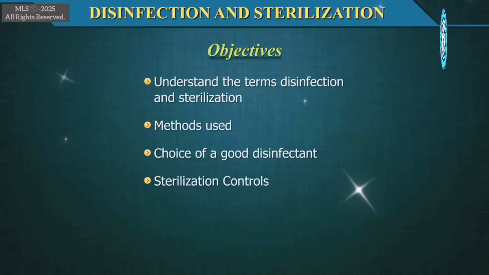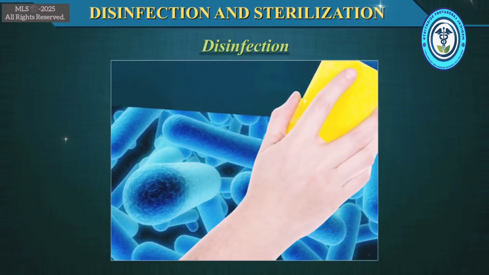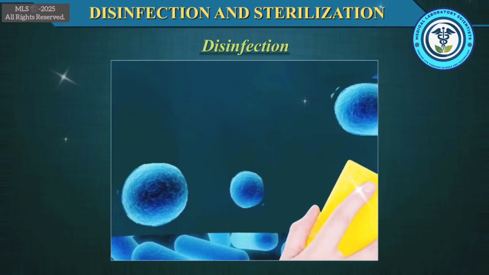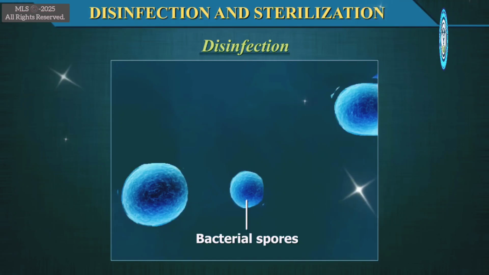Disinfection and sterilization are basic components of any infection control program. Disinfection is a process that eliminates many or all microorganisms on inanimate objects except bacterial spores. Chemical and thermal disinfection are such methods.